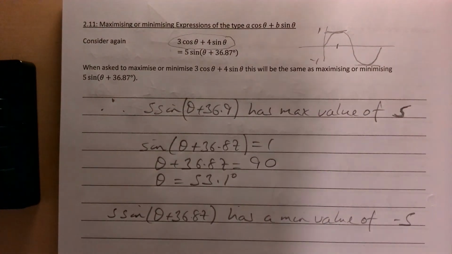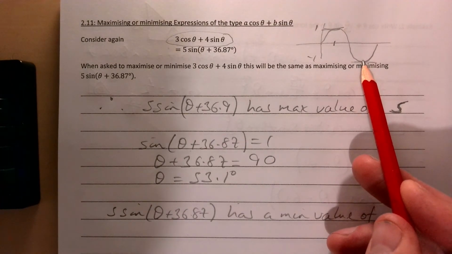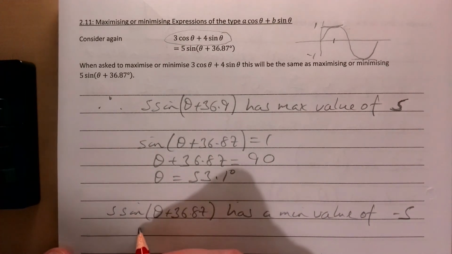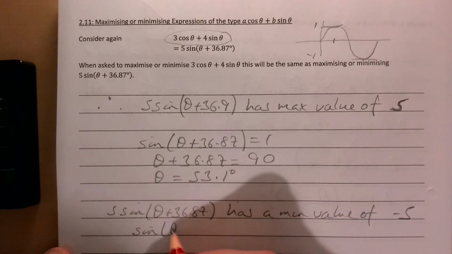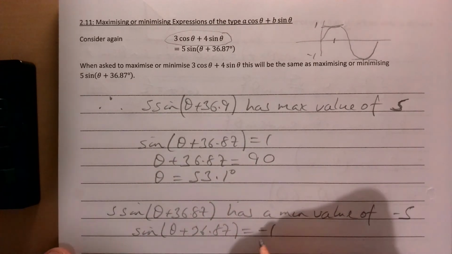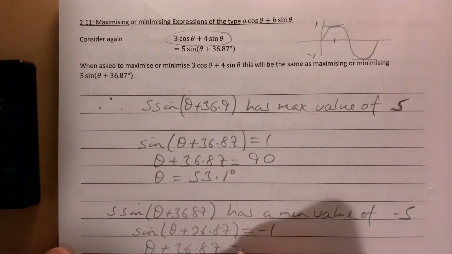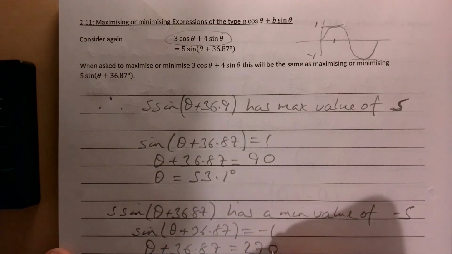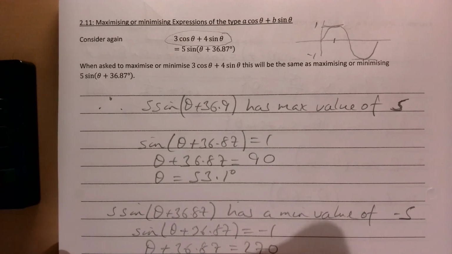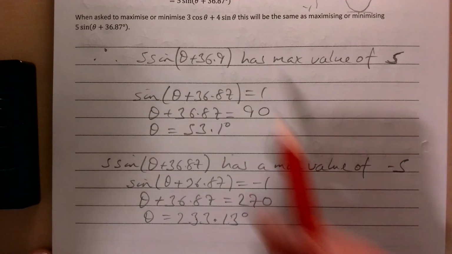And when is it going to be at its minimum? It's at its minimum whenever the angle is 270. So that's whenever sin(theta plus 36.87) equals -1. That happens when theta plus 36.87 is equal to 270. That means theta is going to be 233.13 degrees.